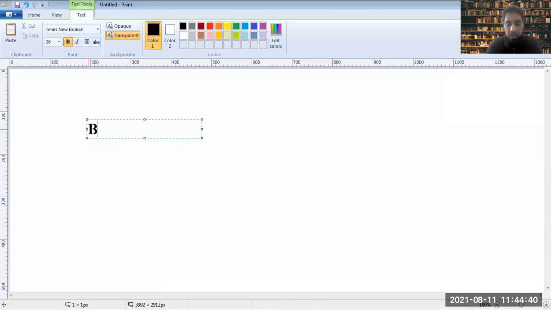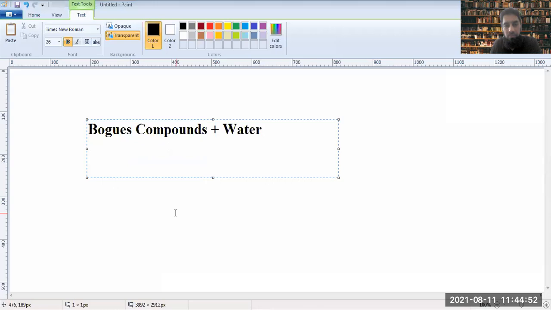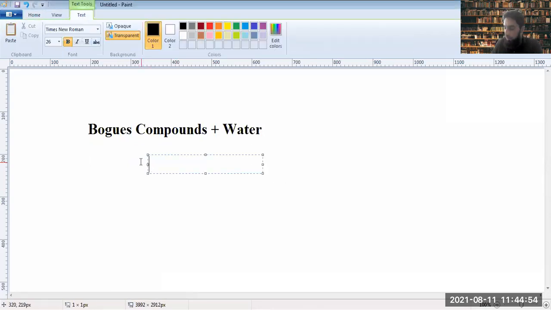Now, there are Bogue's compounds, there are 4 Bogue's compounds. I'm adding the water and this is leading to hydration. Now, when you say hydration, it has to be very clear how the hydration happens.